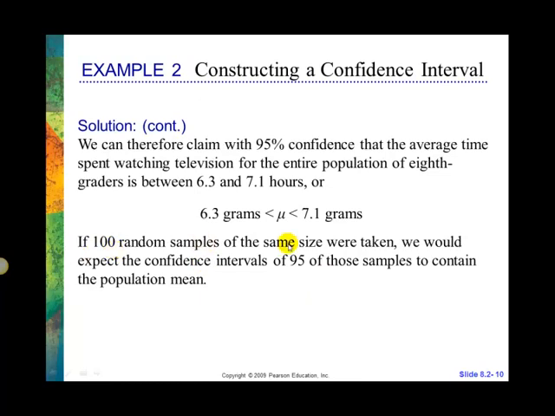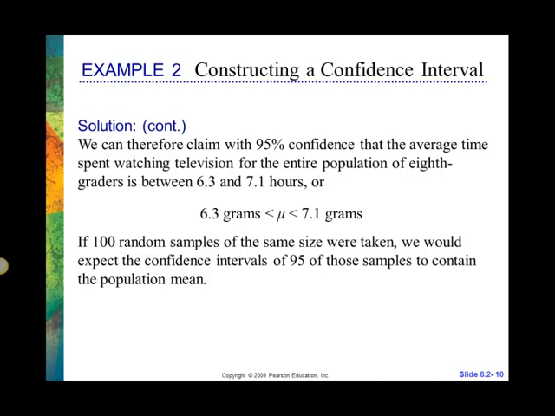So this is what they're saying here. And then if we're interpreting it, a 95% confidence interval says that if we took 100 random samples of the same size, we would expect 95 of them to contain the actual population mean. 95% confident. That's what it means. Okay. 19 out of 20. 95 out of 100 times we will have the population mean.